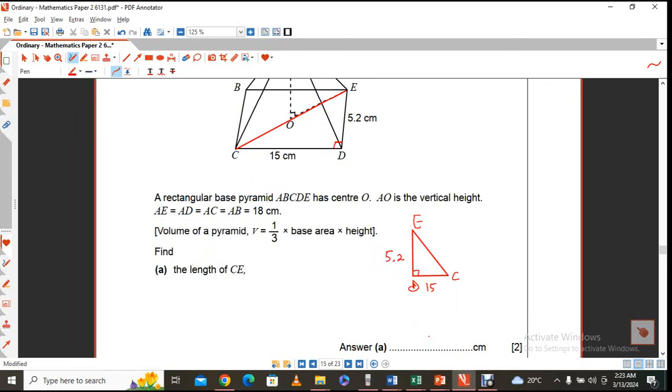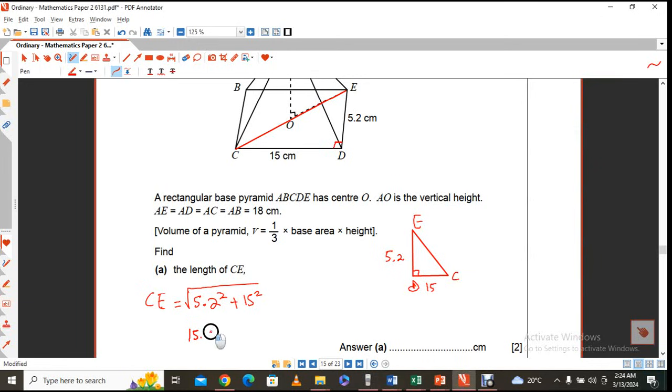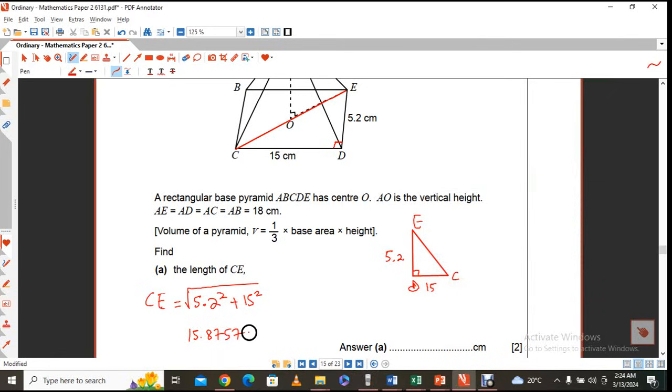Right, so to use Pythagoras, you say EC or CE is equal to the square root of 5.2 squared plus 15 squared. Okay, 15.8757. I'm just going to write down everything. All right, so to three significant figures it is 15.9. That takes care of that particular case.